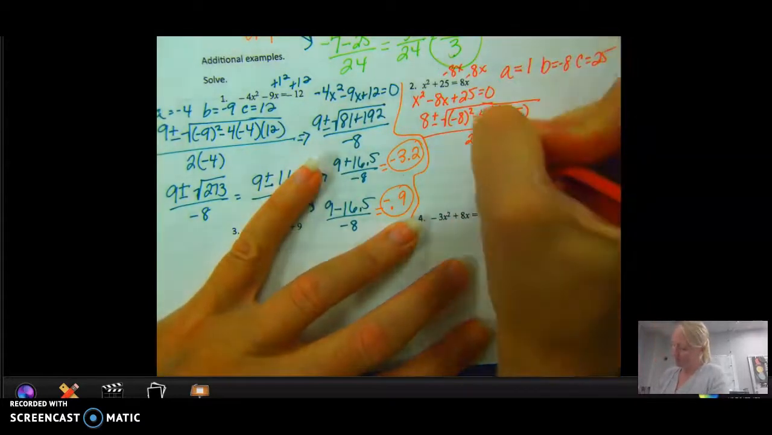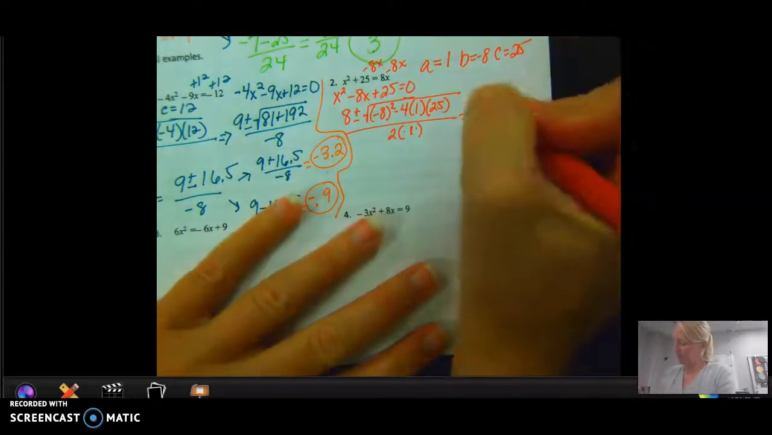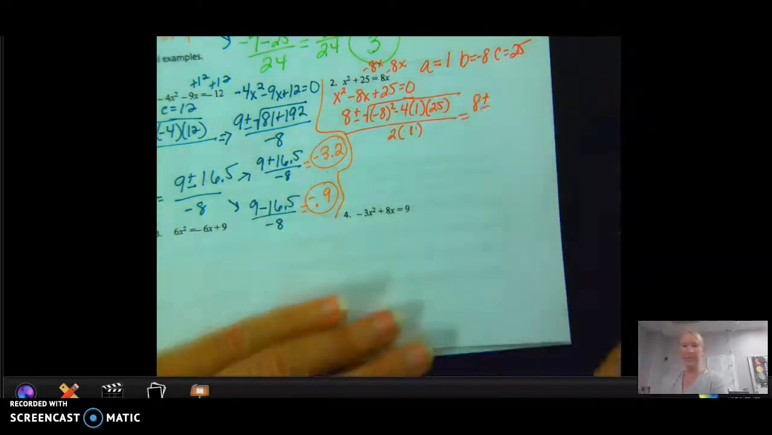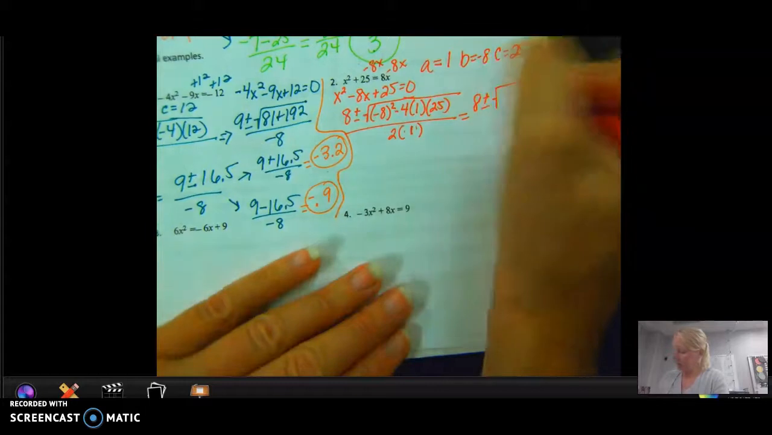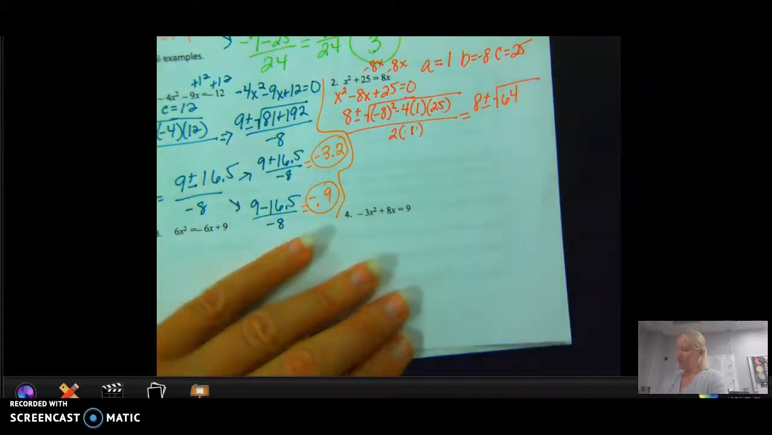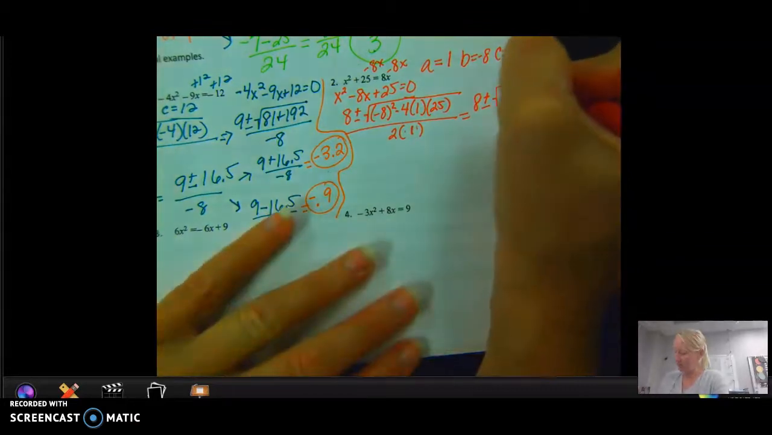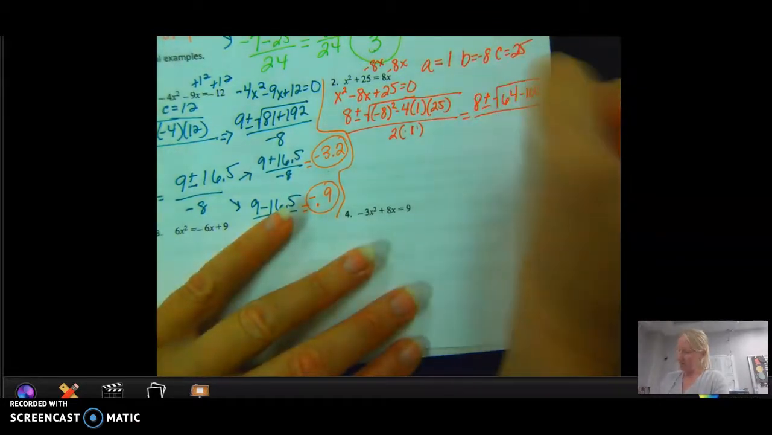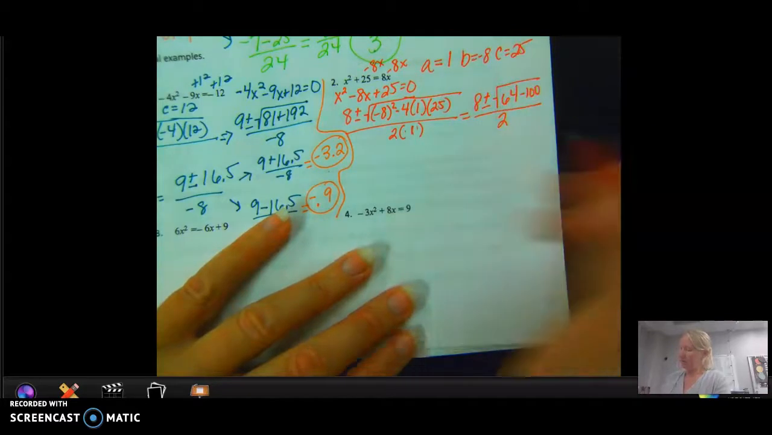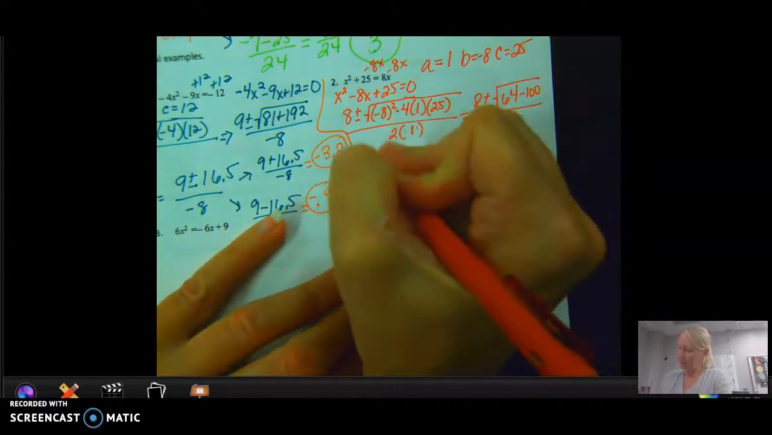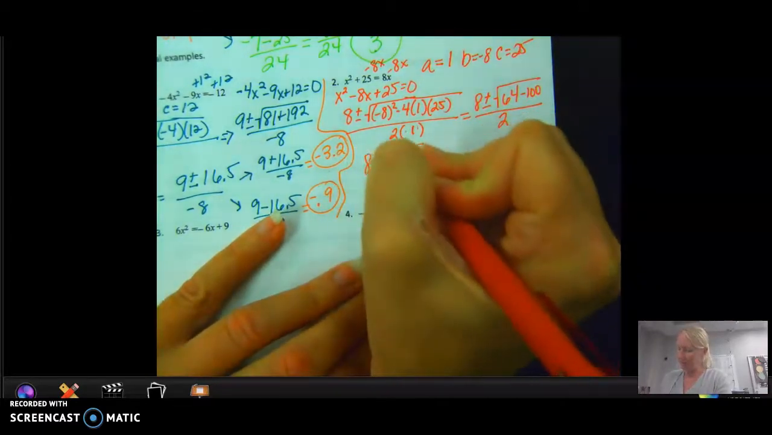That's my a value, 1. Okay, let's simplify this. I get 8 plus or minus negative 8 squared, which is 64. Negative 4 times 1 is negative 4. Negative 4 times 25 is negative 100. All over 2. 64 minus 100, so 8 plus or minus negative 36, all over 2.